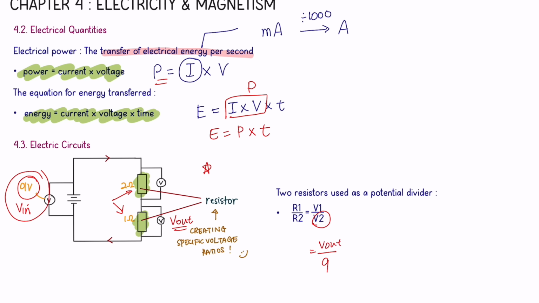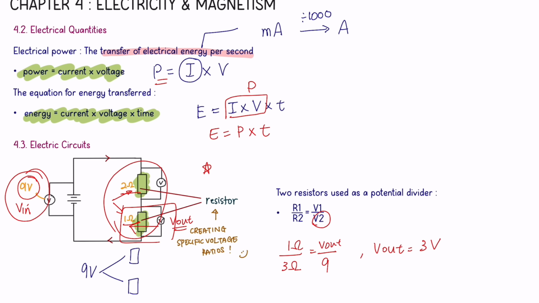If we're looking for the voltage out, then we're going to put the total resistance of the whole circuit, which is 3 ohms, because we're adding them up together. And for the V out, the resistance opposite to it is 1. So rearranging this, the V out is 3 volts. Similarly, if you just try to understand this according to ratio, we're trying to split 9 volts to both of these resistors in the ratio of 2 to 1.